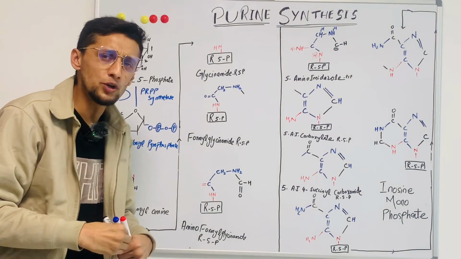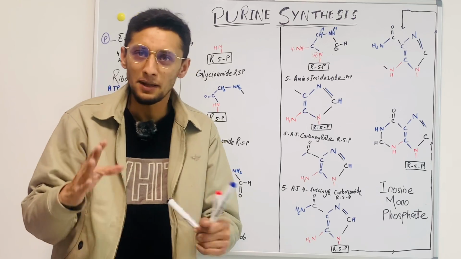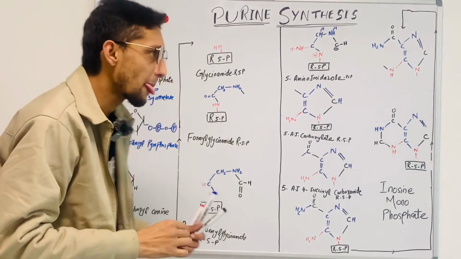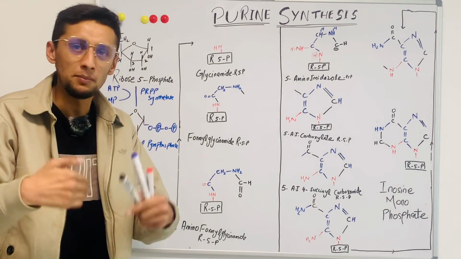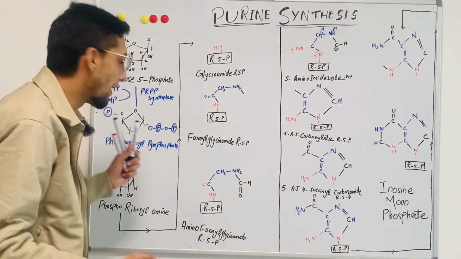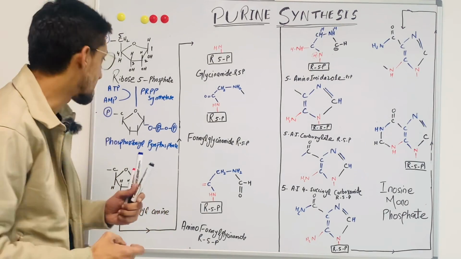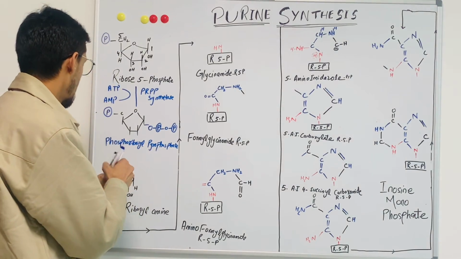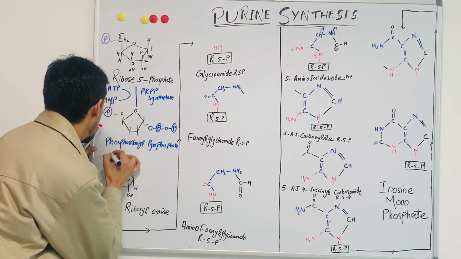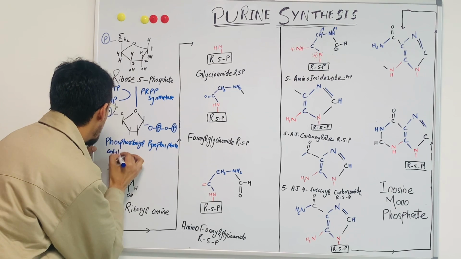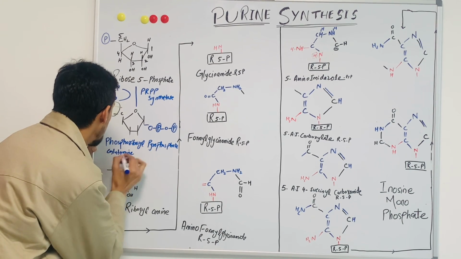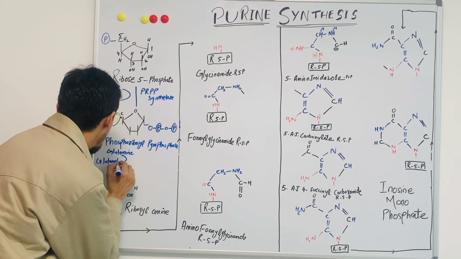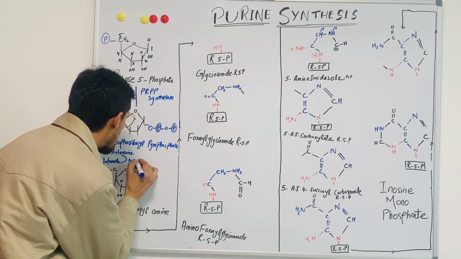I told you in the previous lecture that the purine is a double ring structure having 4 nitrogens attached to it. So where do the nitrogens come from? They come from the amino acids. The first amino acid that gives its nitrogen is glutamine. So what happens? Glutamine gets converted into glutamate, giving us its amine portion, right?